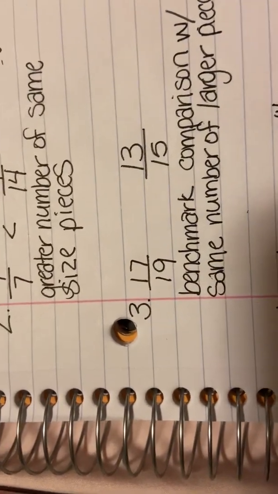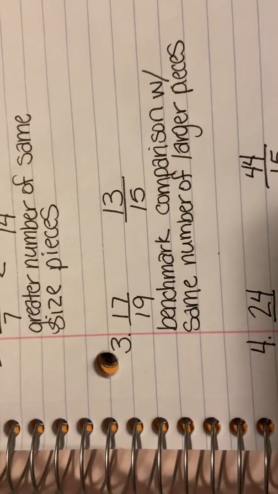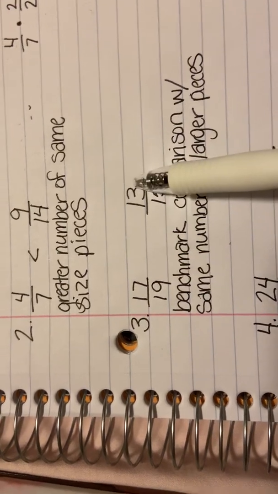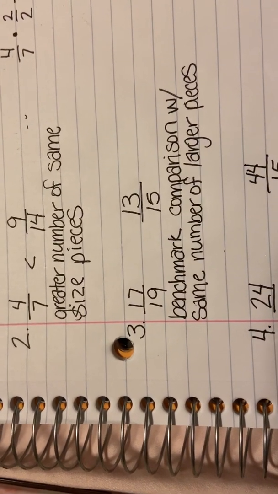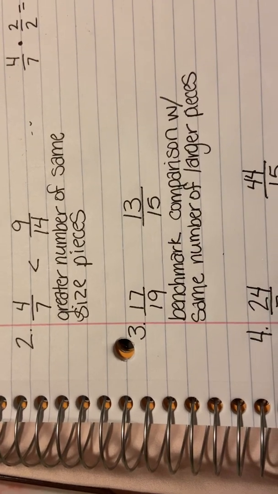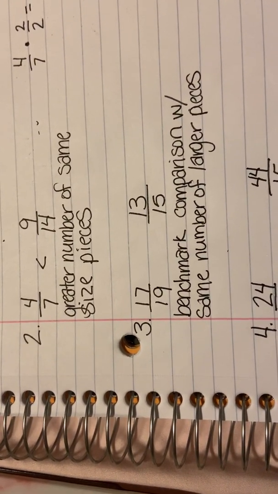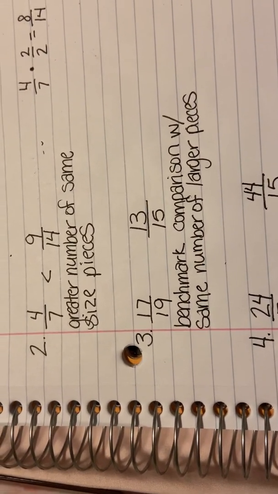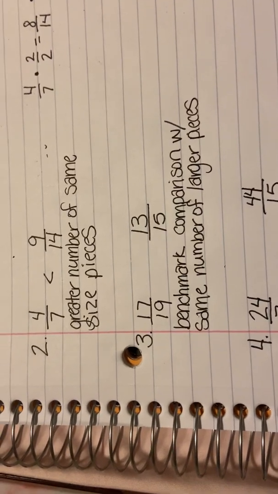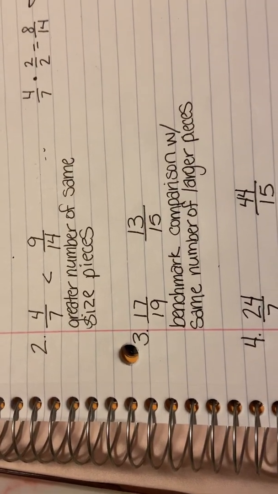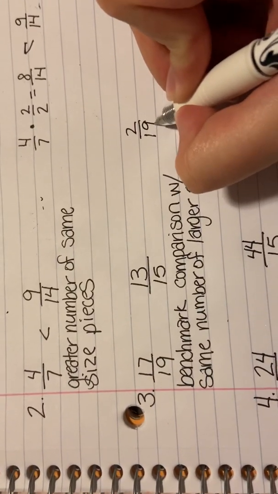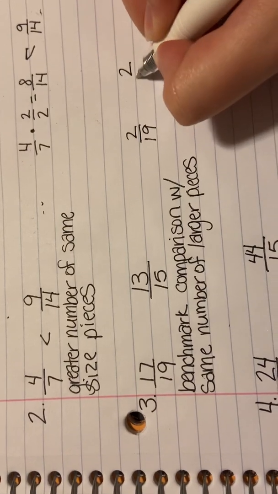Next, we are going to look at 17/19 and 13/15. The first thing to notice about these two fractions is that they are both 2 pieces away from one whole. This means that we will be using the benchmark method, with the benchmark being 1. Since we have discovered that both fractions are 2 pieces away from the whole, we can look at these fractions as 2/19 and 2/15.